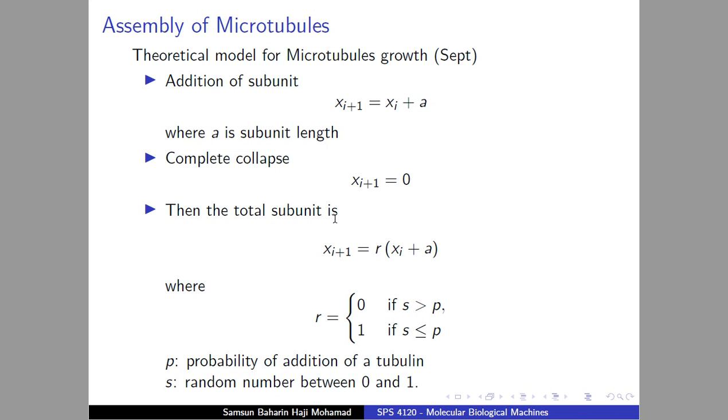Okay, so the total subunit is x(i+1) equals r times x(i) plus a. The probability p is 0 if s is greater than p, where s is a random number from 0 to 1, the probability of addition of tubulin. So whether it will add or not add. This one will add and this one will be a complete collapse. So we can see whether the microtubule can grow very fast, grow very slowly, or not grow any more. We can get this from this equation.